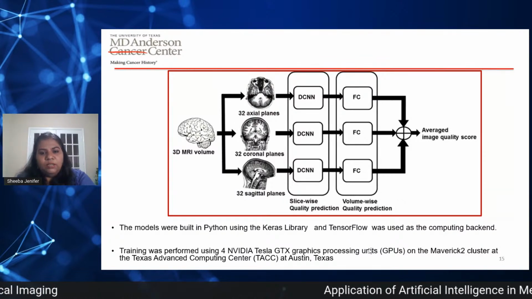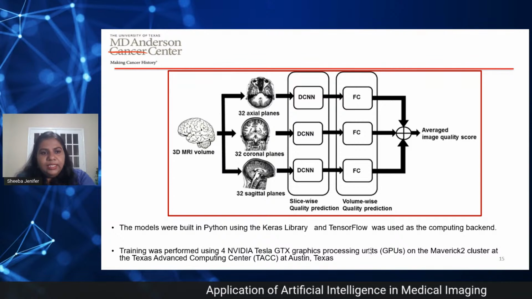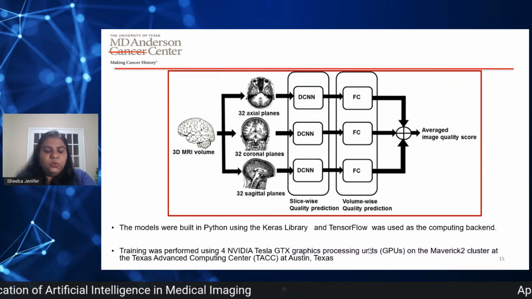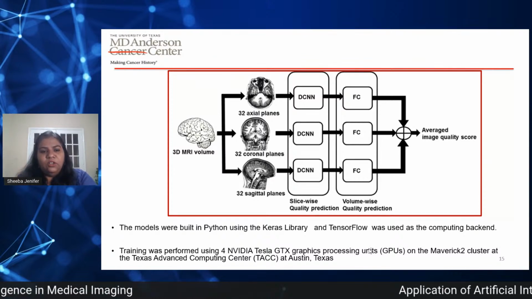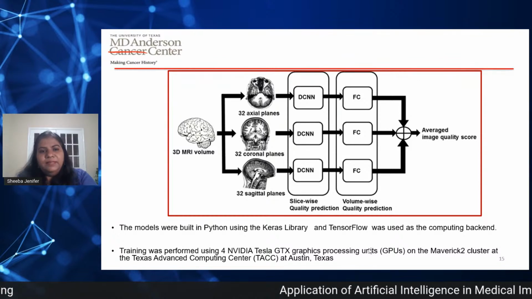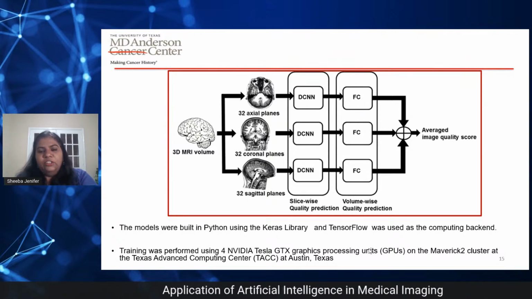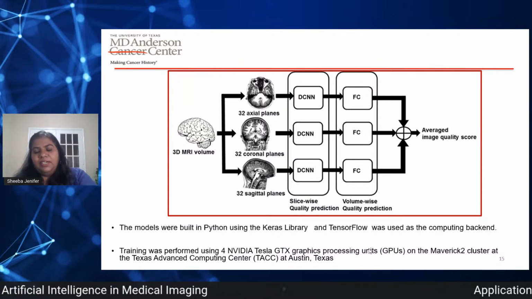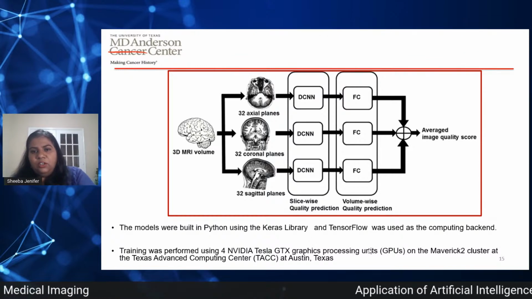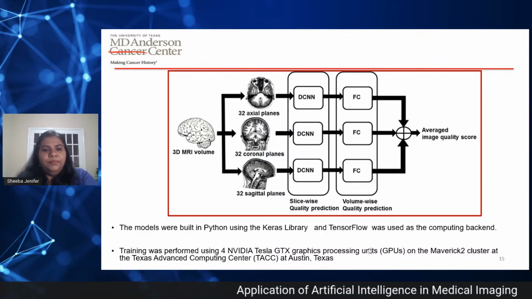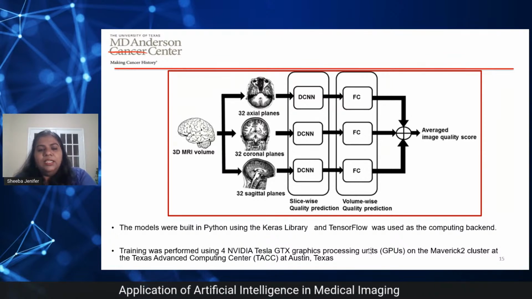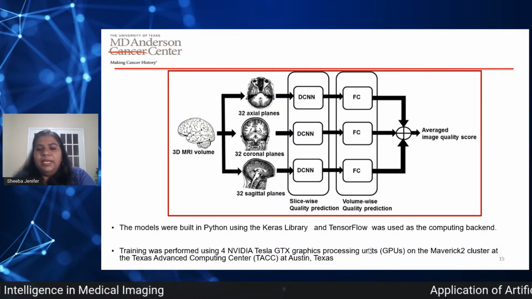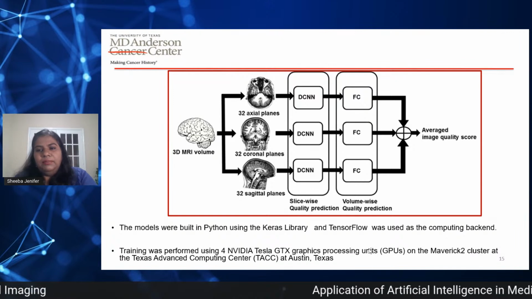This is the overall block diagram of the technique. The 3D MRI brain volume was split into three planes: the axial plane, the coronal plane, and the sagittal plane. Each plane was separately trained using a deep CNN model, and then a fully connected layer was used to classify the output. Similarly, the coronal and sagittal planes were trained first slice-wise, and then combined volume-wise for the quality prediction.